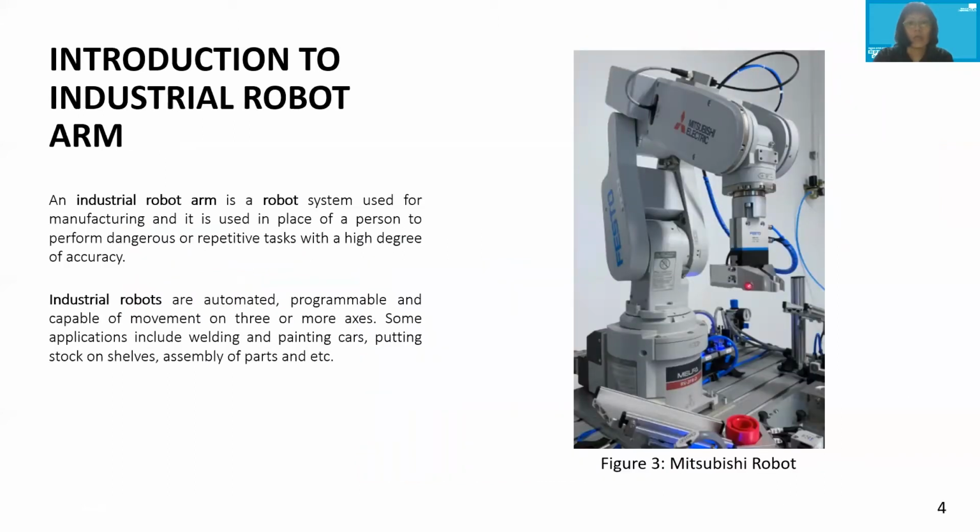What is an industrial robot? It is a robot system designed and programmed to replace repetitive or dangerous tasks. Take a look at the Mitsubishi robot as shown in figure 3. This is just one of the robots we have in our school to teach our students on how to program it.